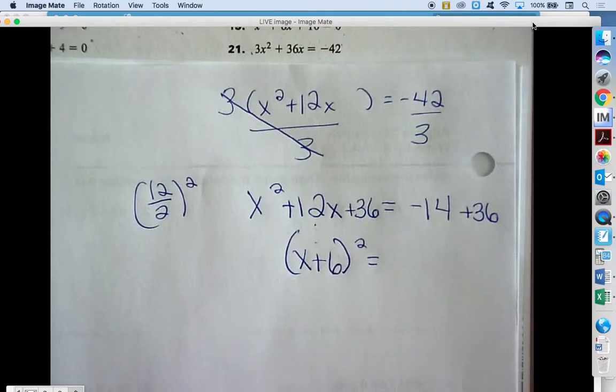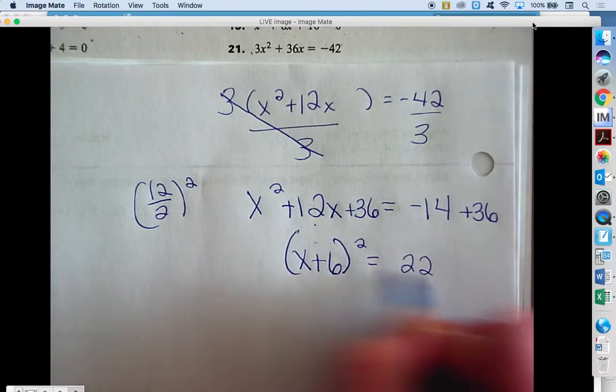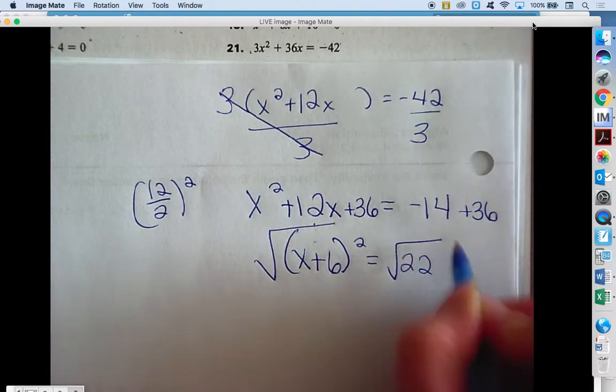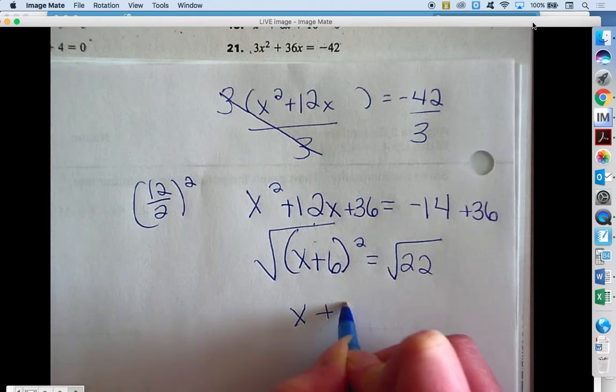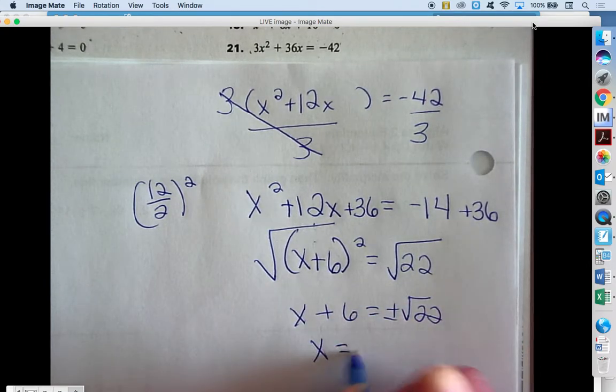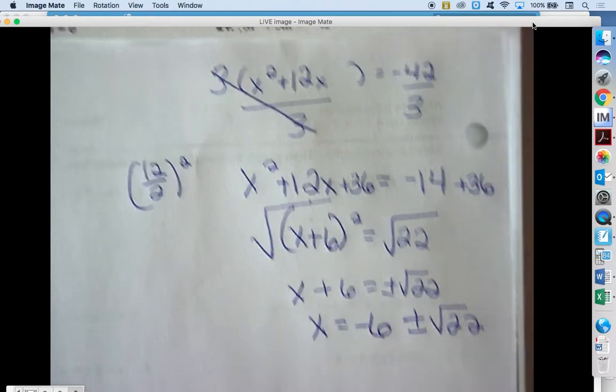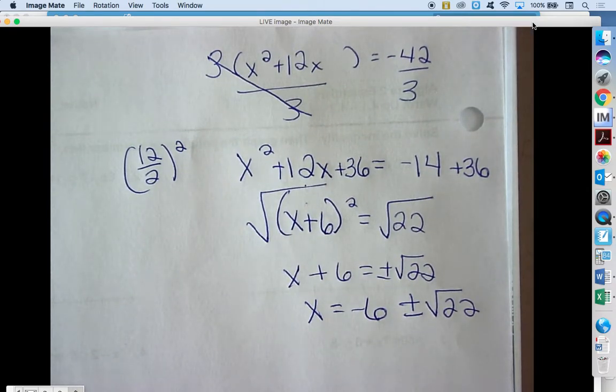Vernon? Equals plus or minus the square root of 22. So that's equal to 22, and then take the square root. So you get plus or minus the square root of 22. When you take the 6 to the other side, it's now negative 6, and then plus or minus the square root of 22. 22 doesn't break down. There's not a 4 that goes into it, or 9. So it's just negative 6 plus or minus the square root of 22.